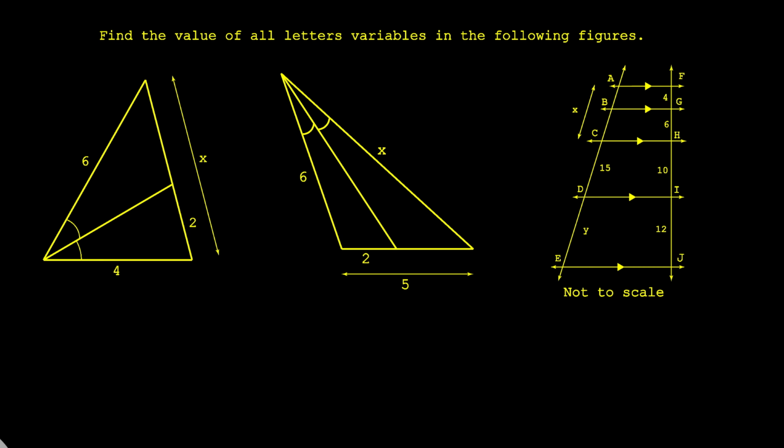In this video, we will be doing the following three problems. Find the value of all letter variables in the following figures. So the first two, this one and this one, involve angle bisectors, and this last one involves transversals of parallel lines. Now, the first thing to remember for angle bisectors, which people usually forget this far into a geometry class, is that they create proportions.